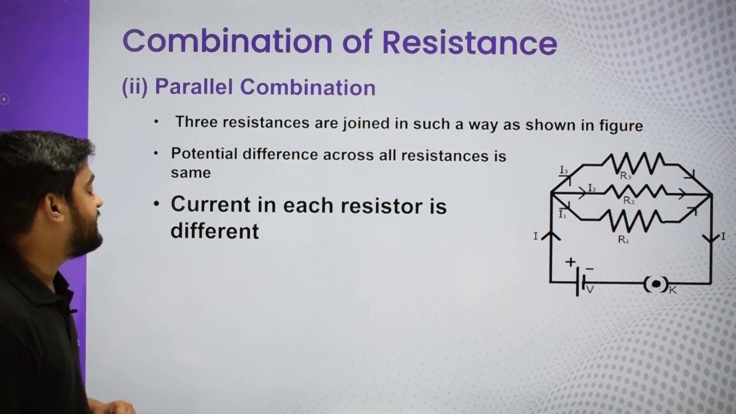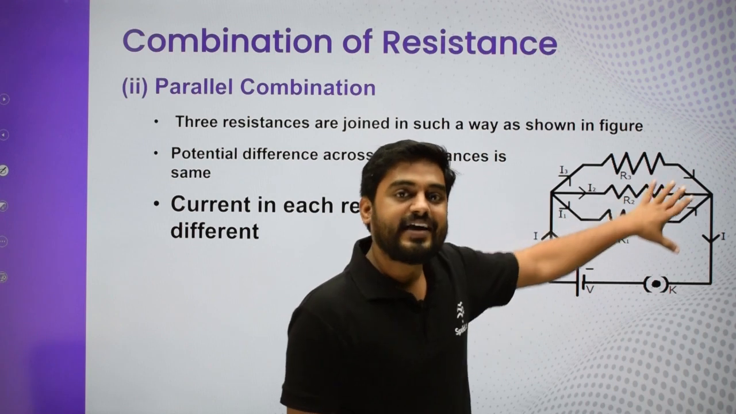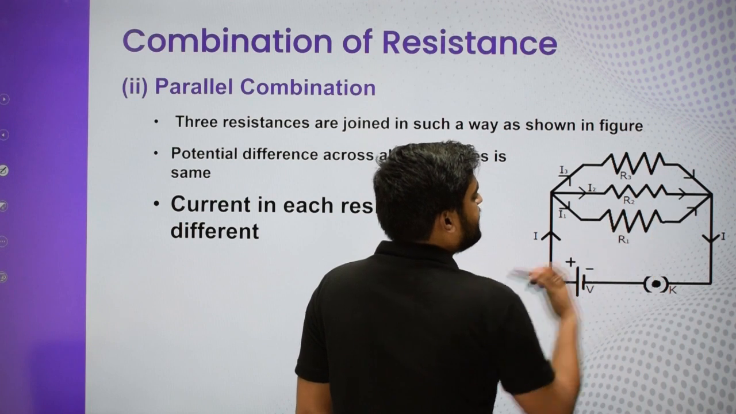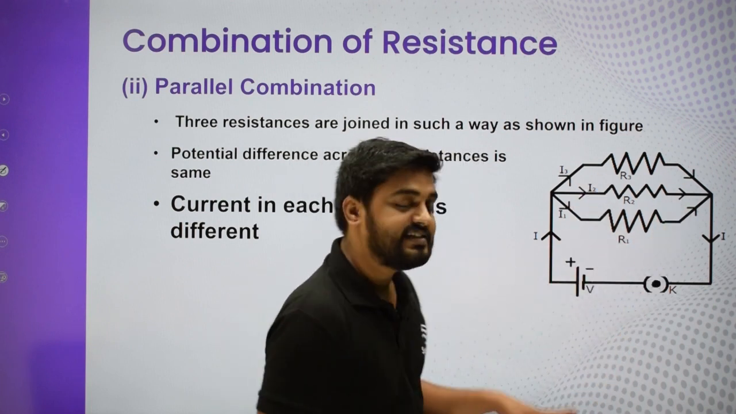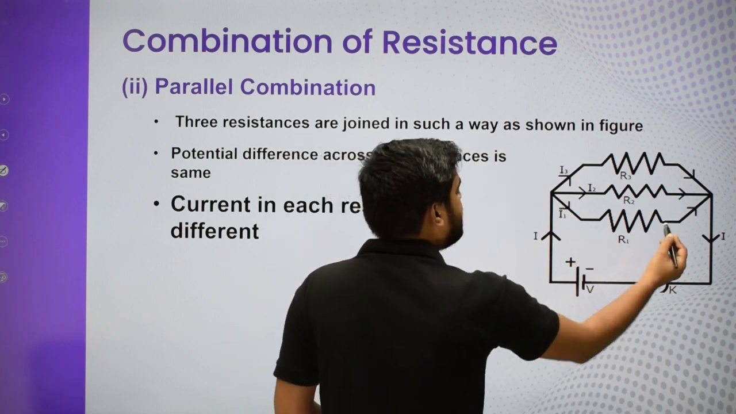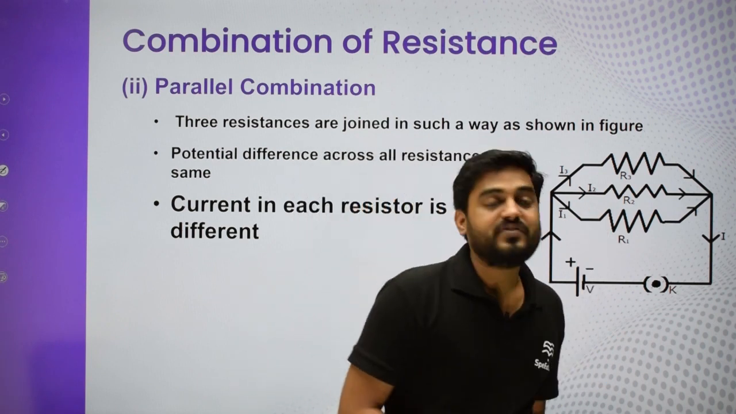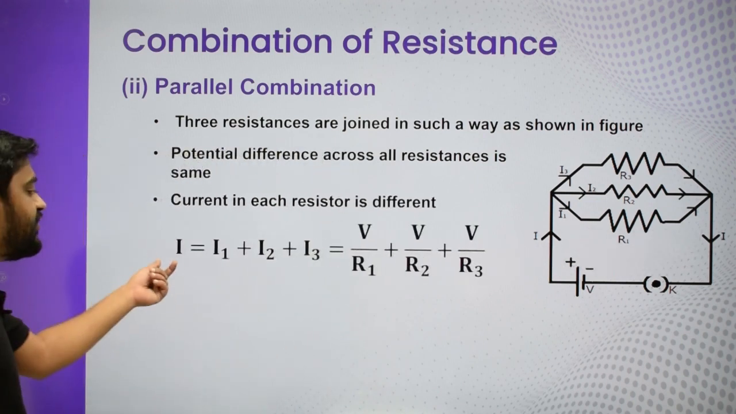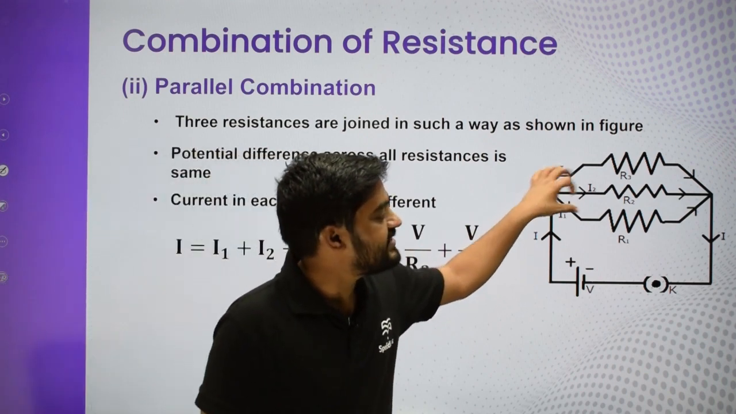But what about current? If I amount of current is coming for the entire combination, then the current is going to split. Some of the current will go in this branch, some in this branch, and some in that branch. How that is decided, we will discuss later. But let I be coming, I1 be the current going in R1, I2 the current going in R2, and I3 the current going in R3. So what can we write? The total current which is coming is I1 plus I2 plus I3, because the current is getting split.